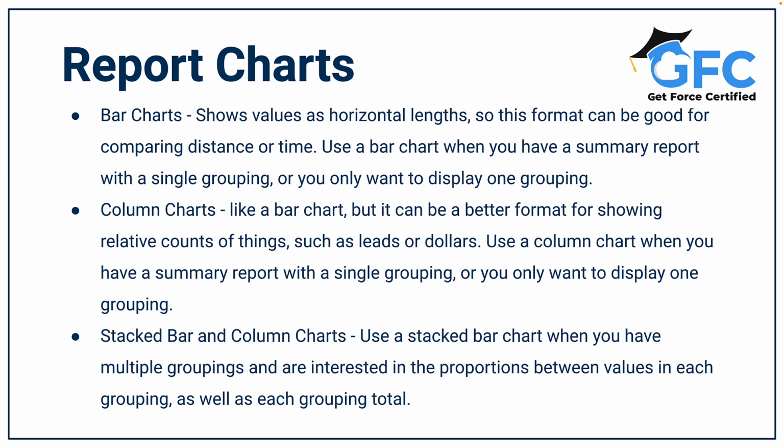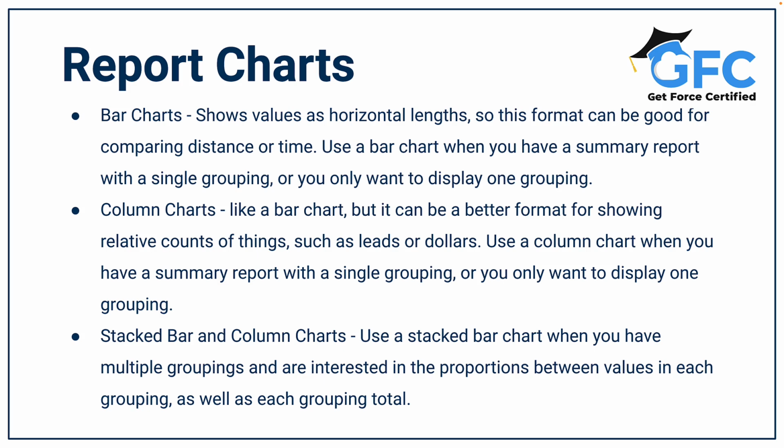So we have bar charts. Bar charts show the value as horizontal lengths, so this is great for comparing distance or time. You would use a bar chart when you have a summary report with a single grouping, or you only want to display one grouping. Column charts are like bar charts, but it can be a better format for showing relative counts of things such as leads or currencies.